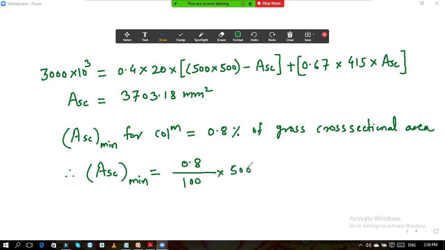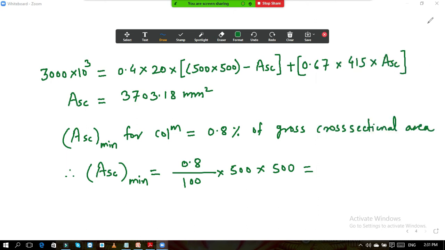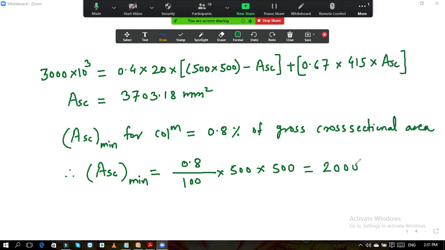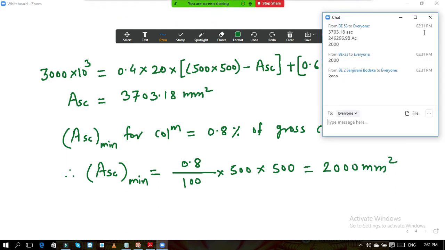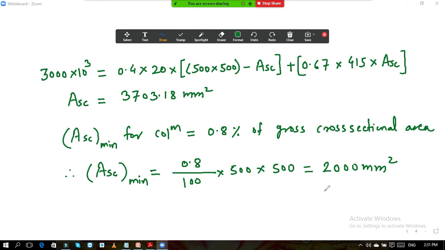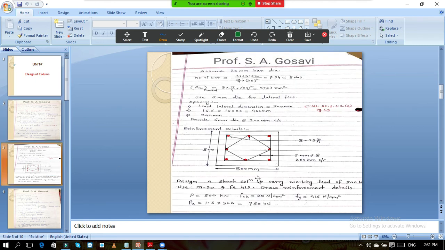Gross area is nothing but 500 into 500. Calculate the value and let me know the answer. The answer is 2000. So the minimum reinforcement required is 2000, but we have got the value 3703.18. So adopt the area of compression reinforcement as 3703. This is the area of your compression reinforcement.